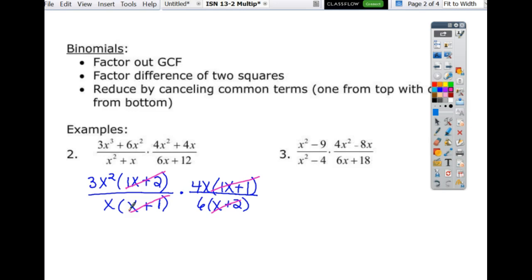So what else will cancel? What about this x and this x? Can I do that? Yep. Because one's on top and one's on bottom. So now, this is what I have. I have 3 times 4, which is 12x squared over 6. Well, what's 12 divided by 6? 2. So you get 2x squared. And that's the answer.